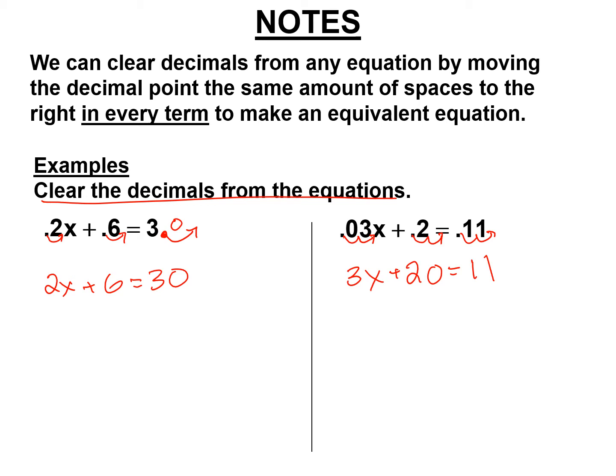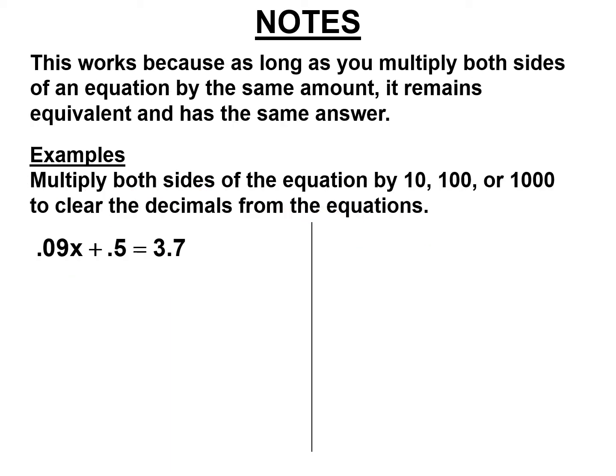Now what's going on? When you move it once, you're multiplying both entire sides by 10. When you're moving it twice, you're multiplying both entire sides by 100. That's what's going on. So that's what I just said. Multiply both sides of the equation by 10, 100, or 1,000 to clear the decimals from the equation. So let's show this. We're going to move it twice there, so twice there, and then twice there. And then we're going to understand that we're multiplying both entire sides by 100. That's what the shortcut is doing. And the new equation is 9x plus 50 equals 370. You move it twice everywhere if you move it twice in one location.